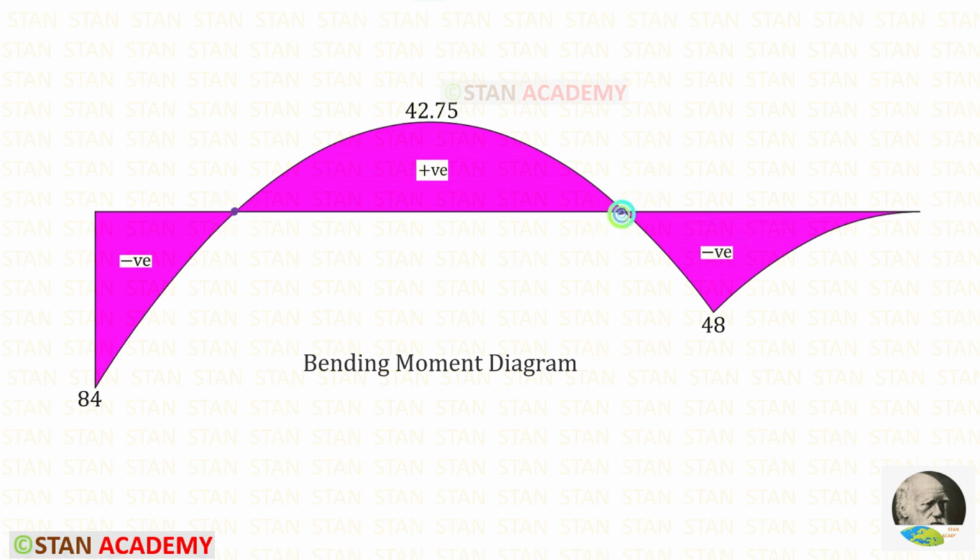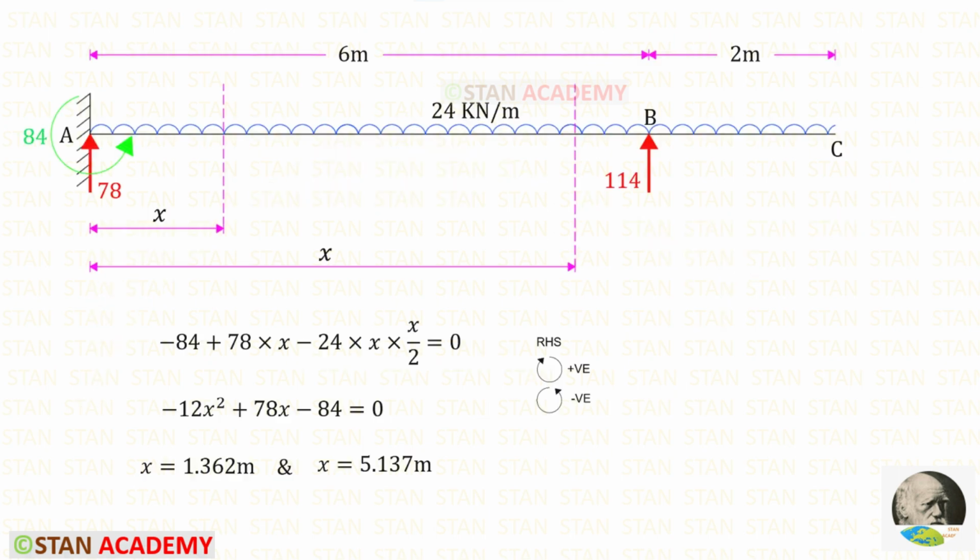In these 2 points, the bending moment becomes 0. These are the points of contraflexure. We can make sections in the beam and find the distances. In those 2 points, I have made sections at a distance of x from the point A. Now, using the right hand side rule, we can find the moment, which is 0. Then we will get this equation. Then using the calculator, we can find the values of x. This x is 1.362 and this x is 5.137.